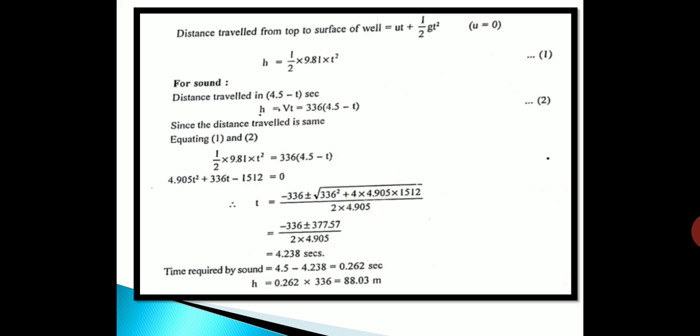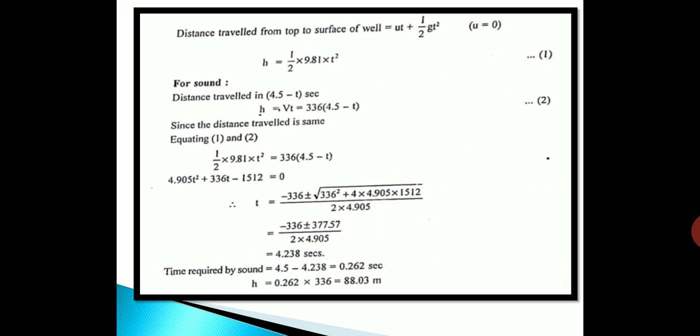Therefore, equating 1 and 2, we get a quadratic equation, and by solving the quadratic equation for t, we get t equal to 4.238 seconds. Now either you can solve with the equation or you can use your calculator. Now therefore, out of this 4.238 seconds, what we have got? 4.5 minus 4.238 gives 0.262. Now what is 0.262?